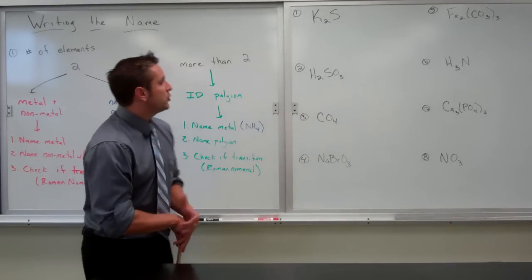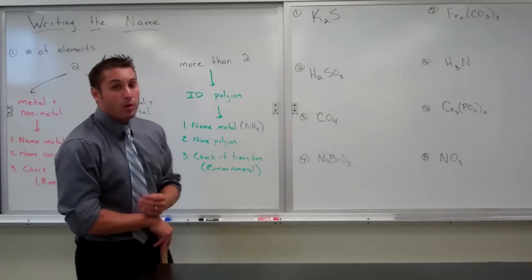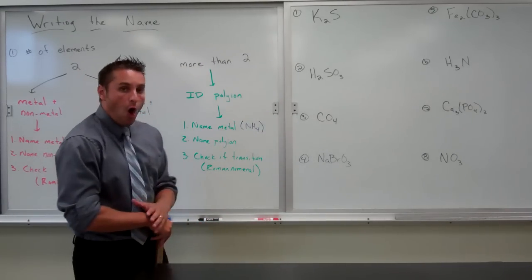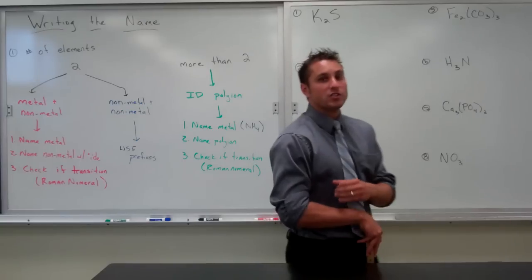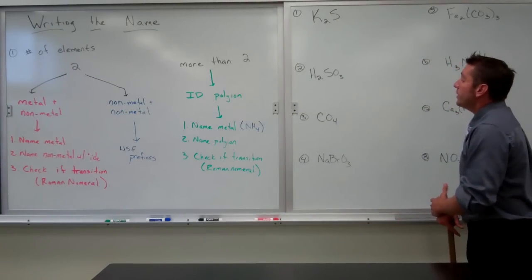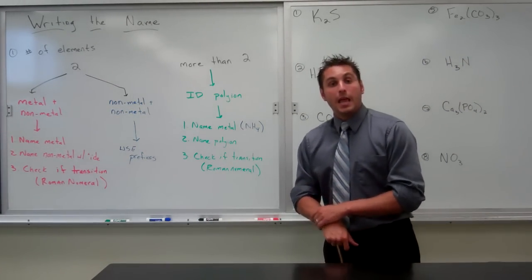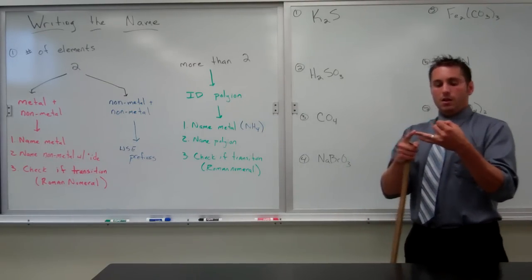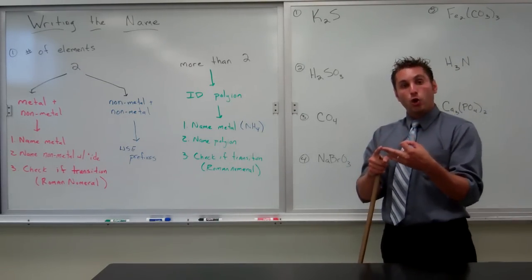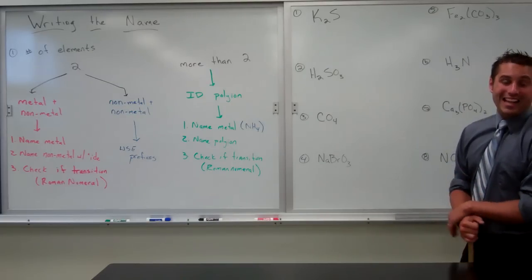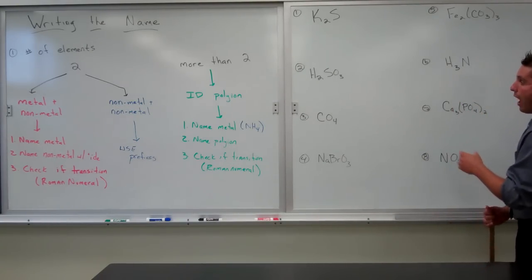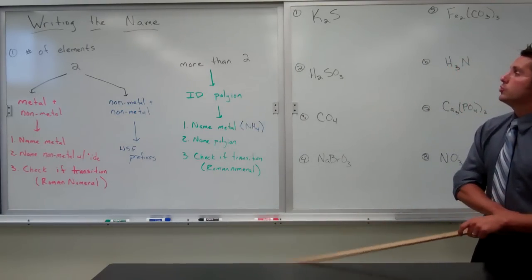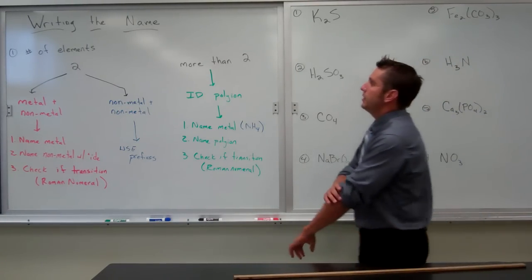This video is a tutorial on how we write the names and/or formulas of all of the different types of compounds that we have learned. We really learned how to write formulas and names for 4 types of compounds: binary ionic, ternary ionic, covalent, and then acids.